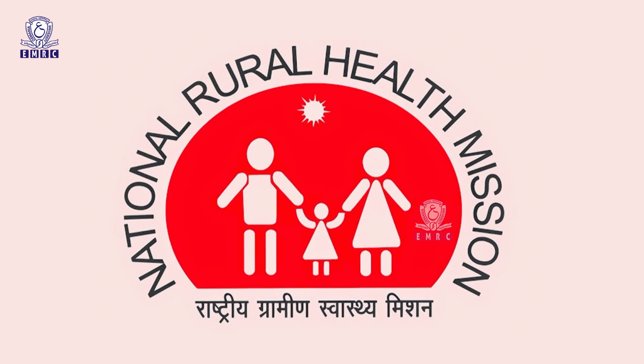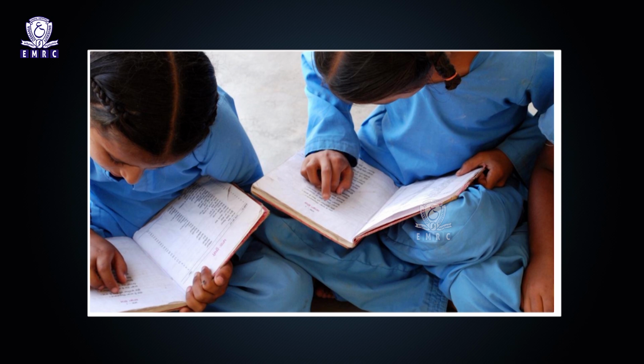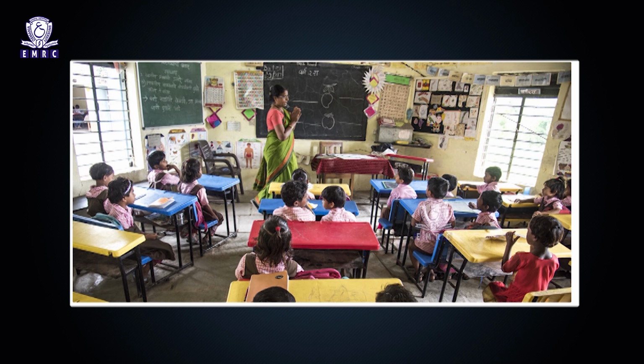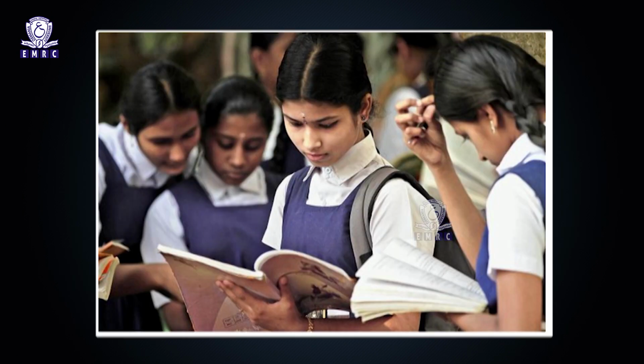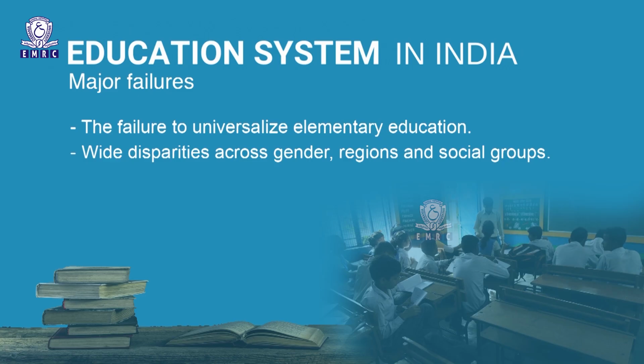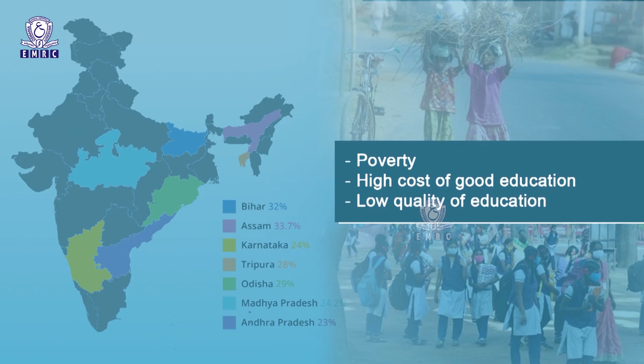In education, significant achievements have been made in terms of the number of schools, teachers, students and skilled manpower through governmental programs. The failure to universalize elementary education, wide disparities across gender, regions and social groups are the major failures in this sector. Poverty, the high cost of good education, and low quality of education are the major factors at the household level for high dropout rates among the poor.